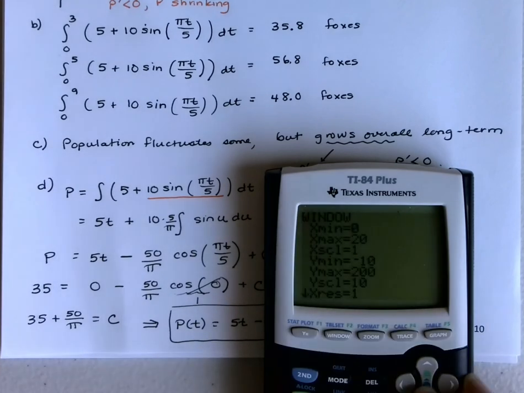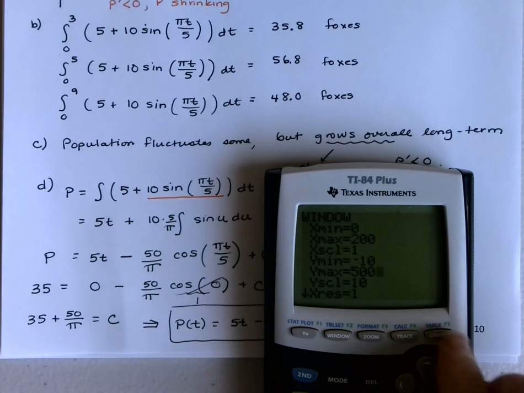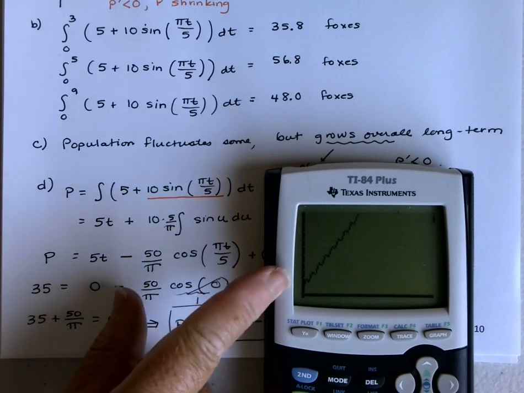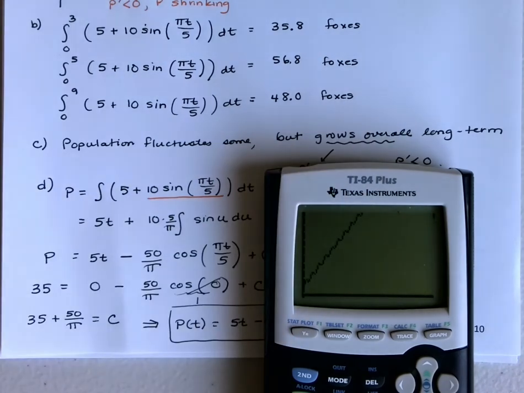And in fact, if I were to change this to maybe 200 years, so letting my t-values get much bigger, let's see, I'm going to change that to 500. Notice now we see all those little fluctuations. They appear much smaller, and it's very clear that the trend is overall growth.